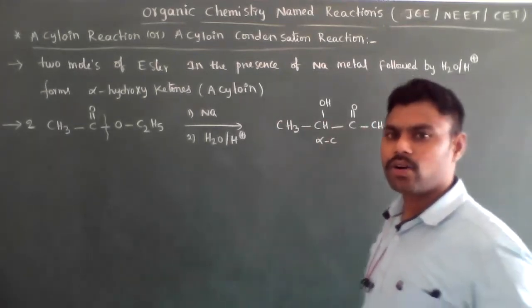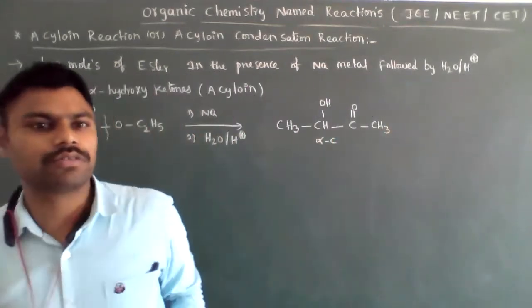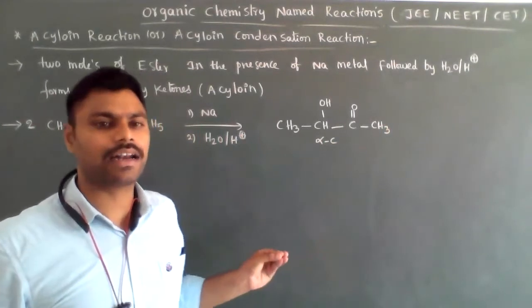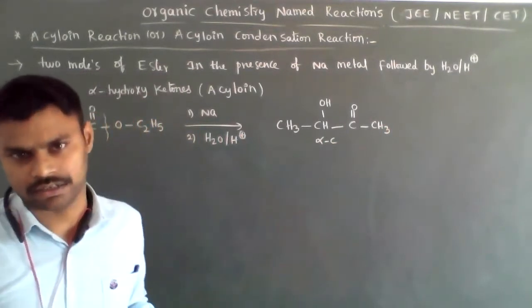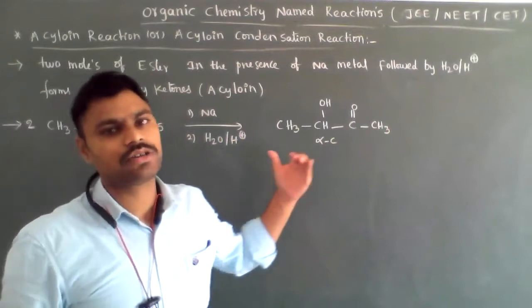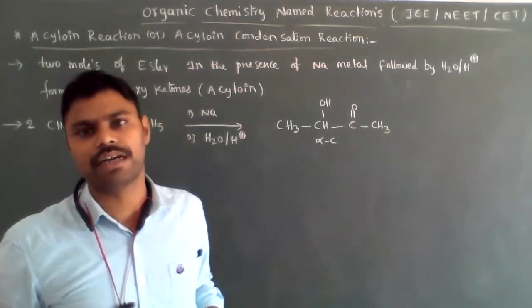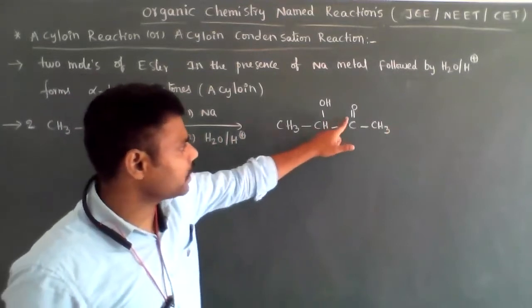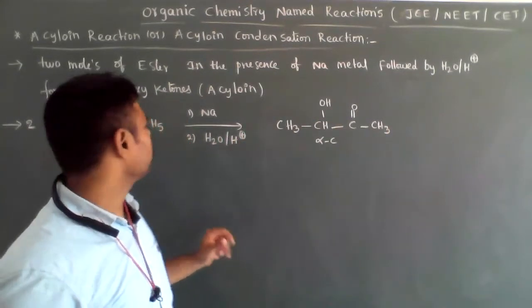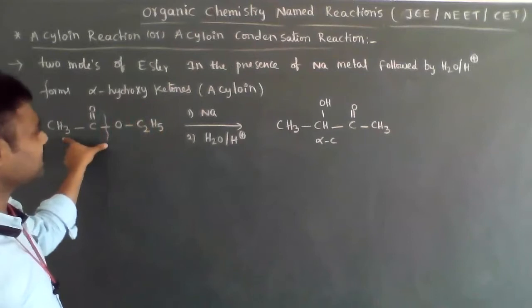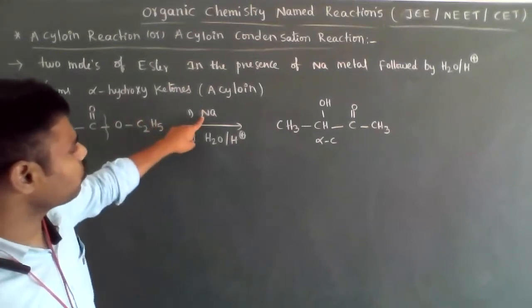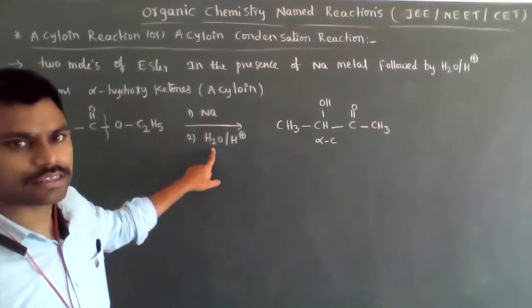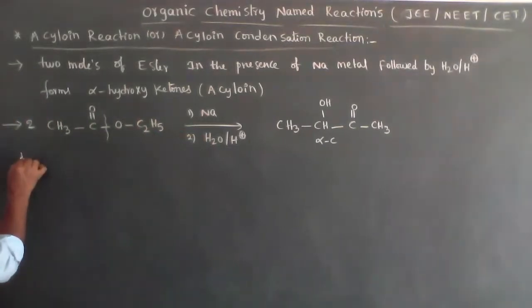Actually, beta hydroxy carbonyl compounds are what we get in the aldol reaction. Then it undergoes condensation, and we get alpha beta unsaturated carbonyl compounds. But alpha hydroxy ketones are the products when 2 moles of esters react in the presence of sodium metal, followed by hydrolysis. Let's see the mechanism of this reaction.